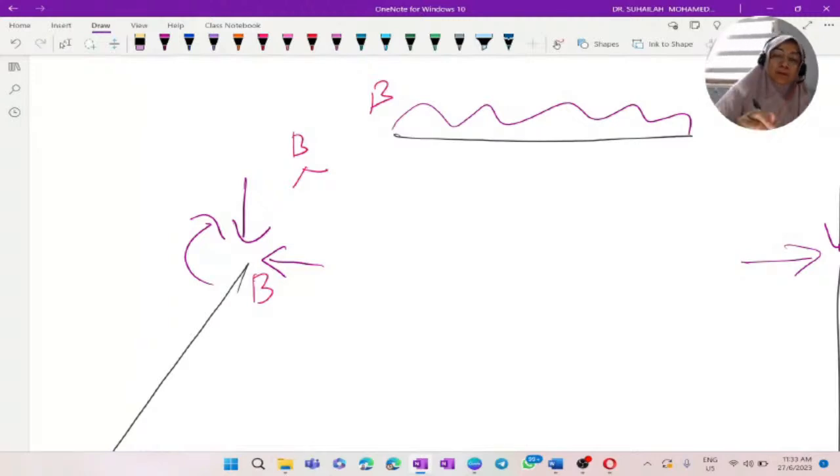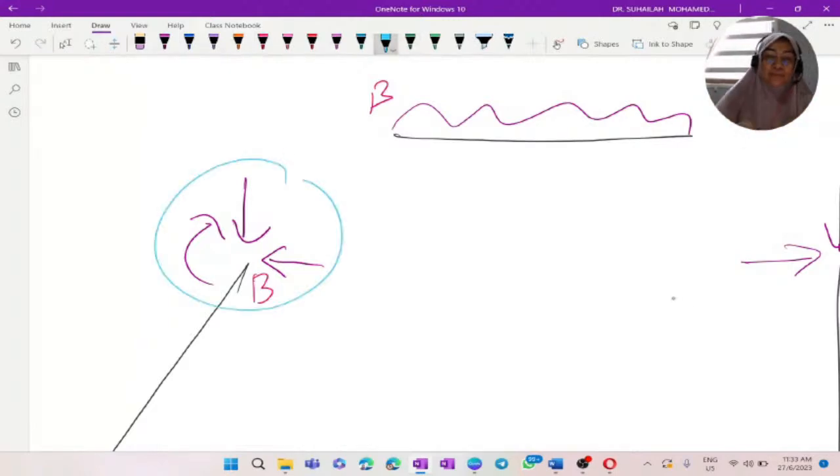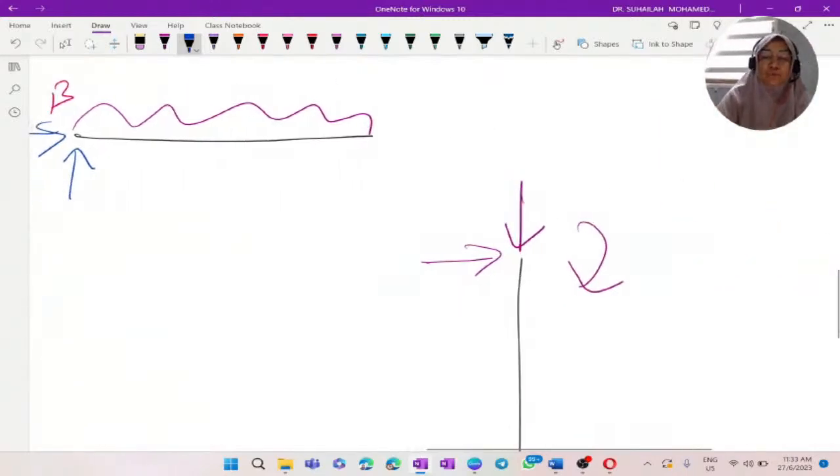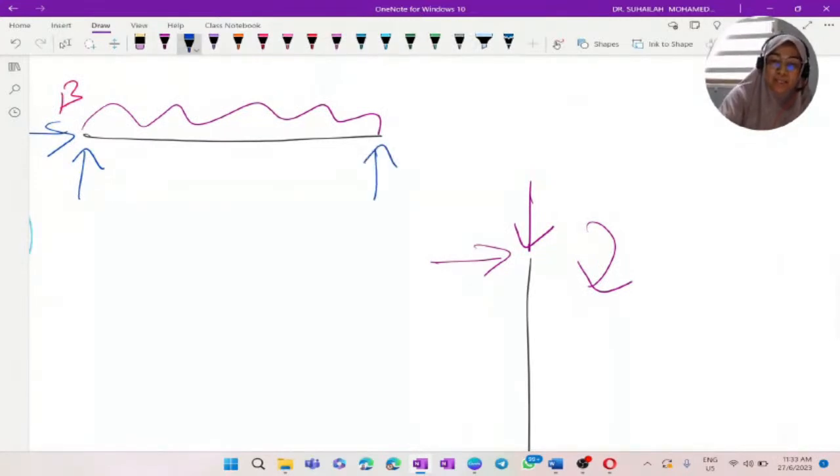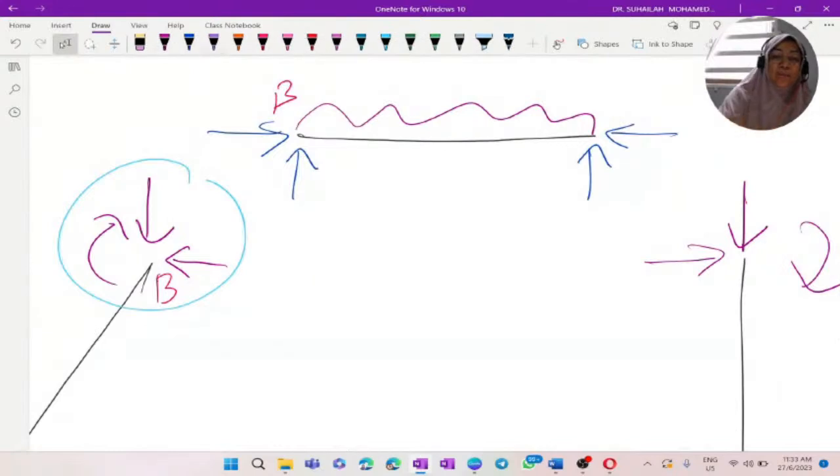At B, we have to balance back whatever we have here, so we will have this one in opposite, and this one. The same goes to C. We have to balance this and this. And don't forget, we have to apply moment, clockwise, clockwise.